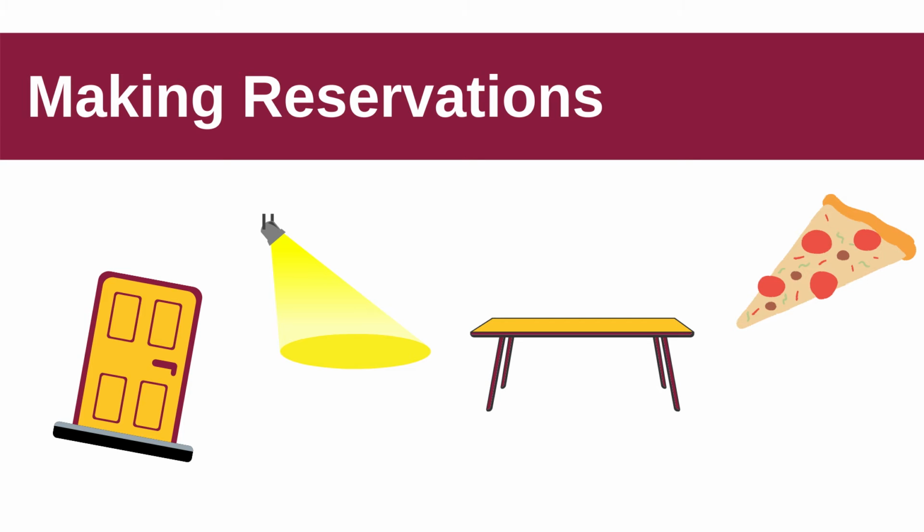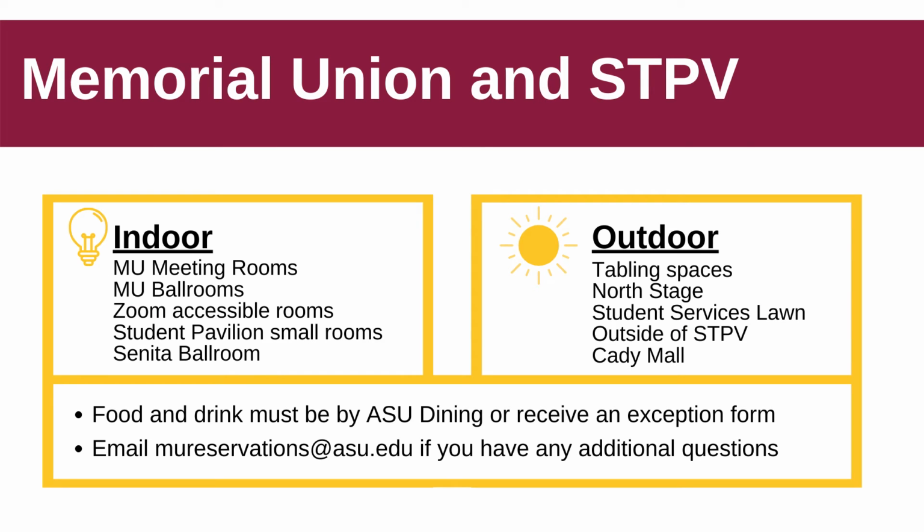As an organization, you will be able to make free reservations in some locations on campus. The Memorial Union and Student Pavilion have many different types of locations that you can book. There are large ballrooms, outdoor tabling locations, smaller meeting rooms, conference rooms, whatever it is you might need. The links will be available for how you can request spaces in the copy of this presentation and in the links document. Please be aware that any food or drink must be through ASU dining if you are at one of these locations, unless you get approved for an exception form. The only other exception is prepackaged candy in outdoor tabling locations, which is allowed.